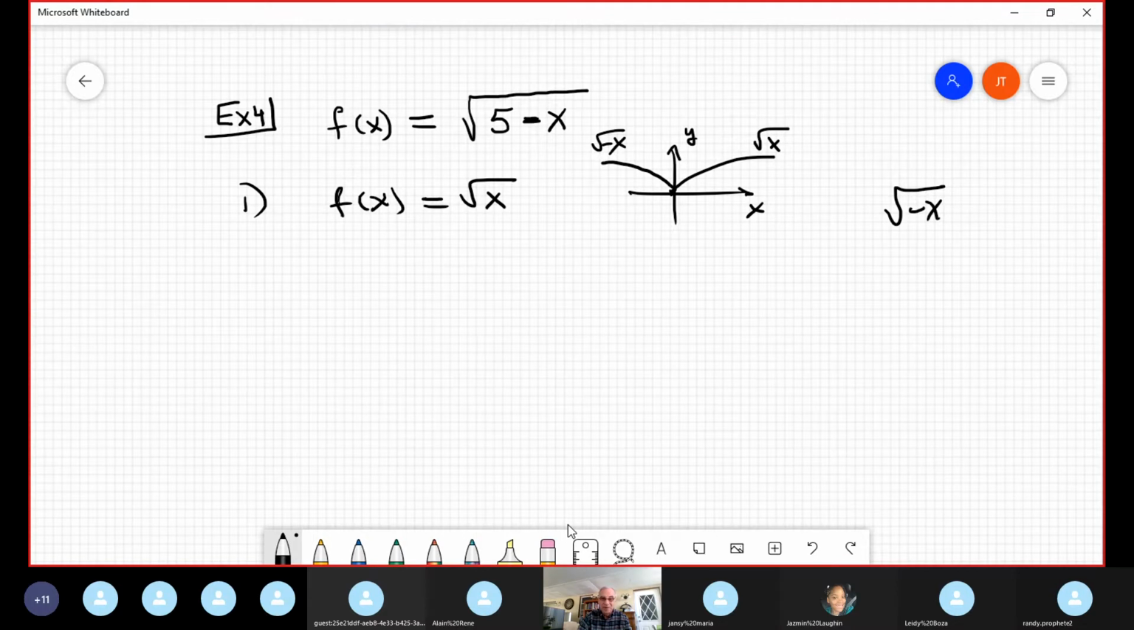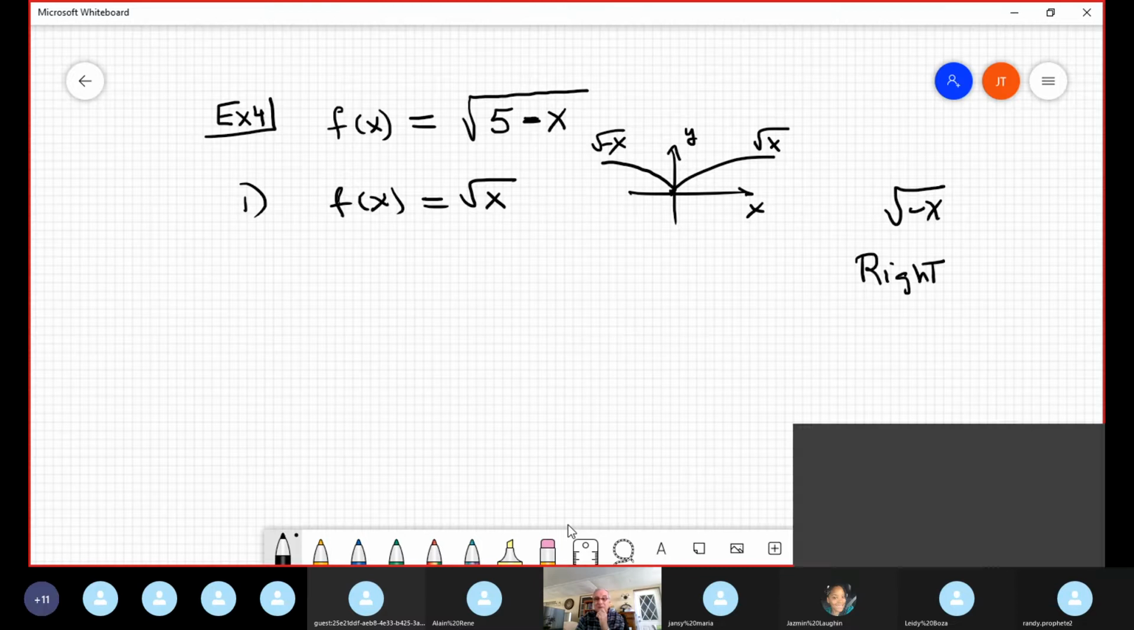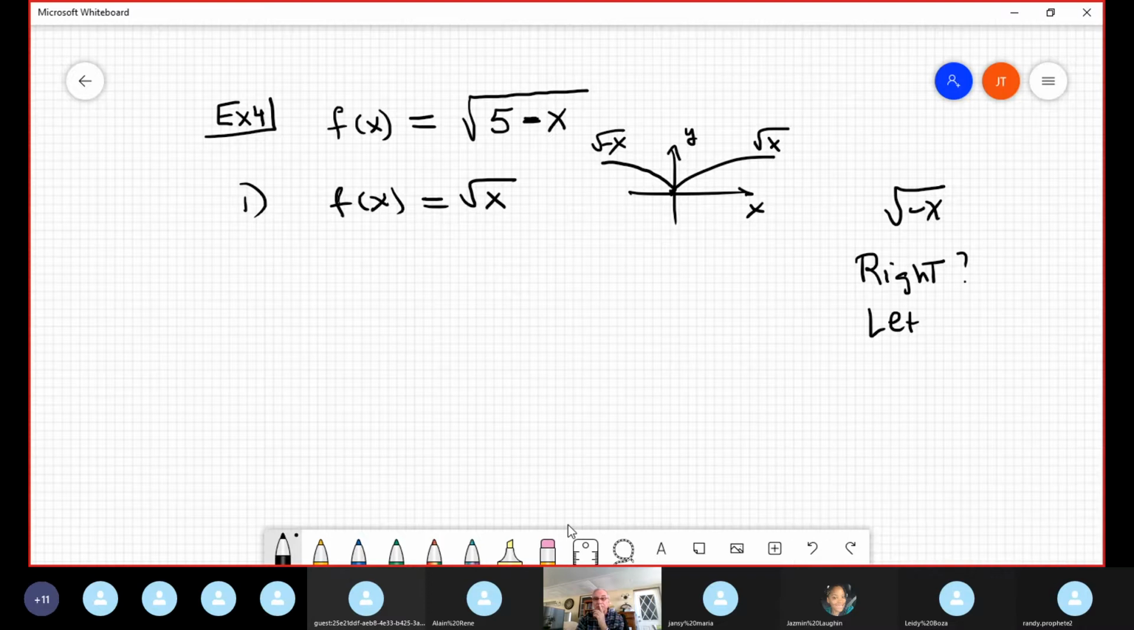And the five is positive. Maybe it's inside the parenthesis like that. This is a horizontal shift, but in what direction? To the right or to the left? This is the problem, right? To the left, to the left. Right or left? Some people believe it is to the left.